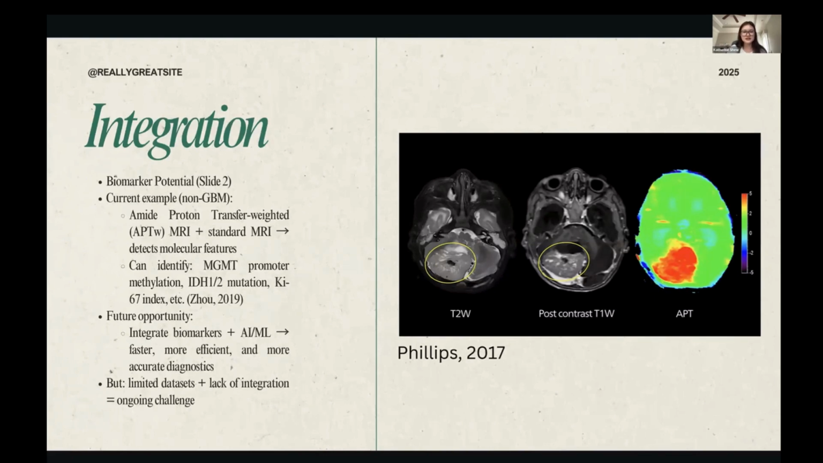The future opportunity is that we can integrate biomarkers and AI/ML for faster, more efficient, and more accurate diagnostics. But limited data sets right now and a lack of integration is an ongoing challenge. On the right is how APT MRI looks against a regular MRI. You can see it really gives a lot more dimension and contrast. And in a lab sense, there's a water technique that you can use to contrast biomarkers.